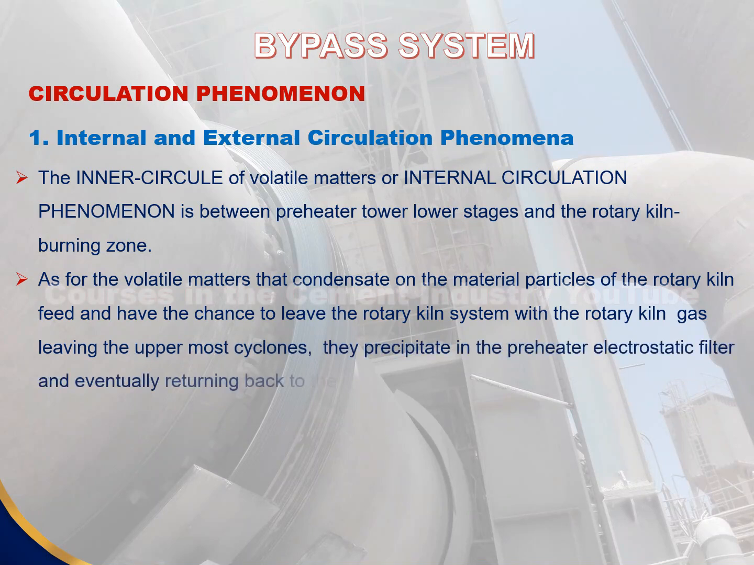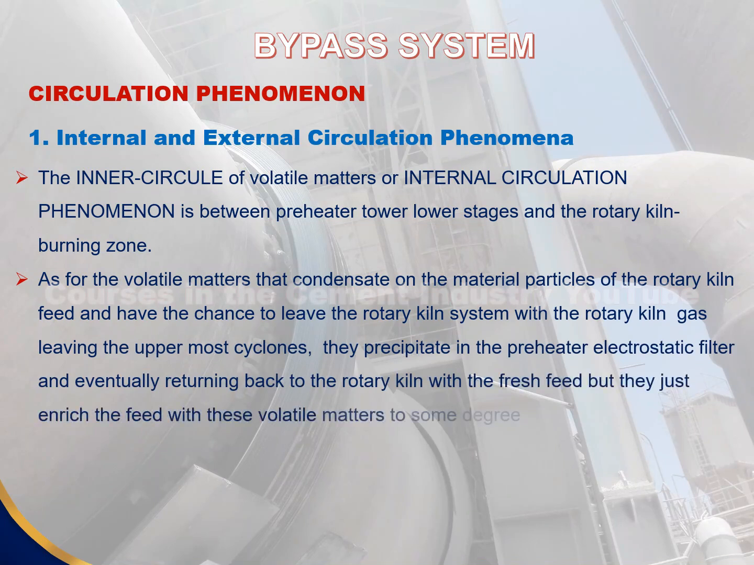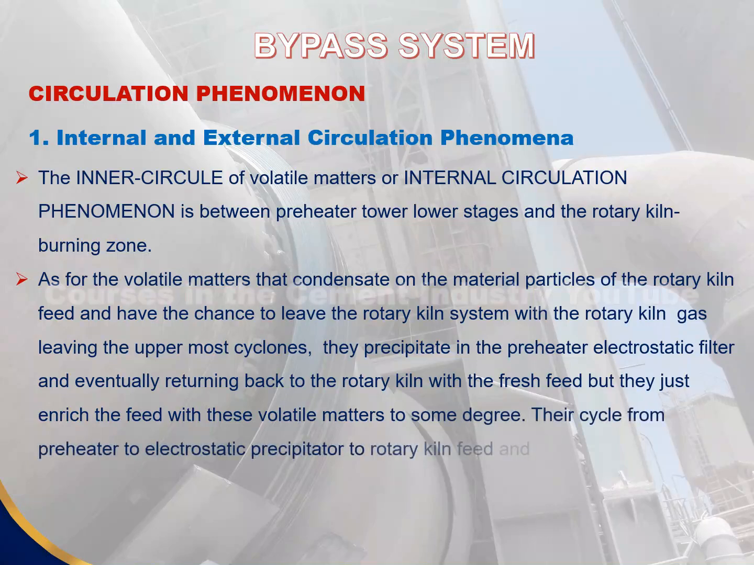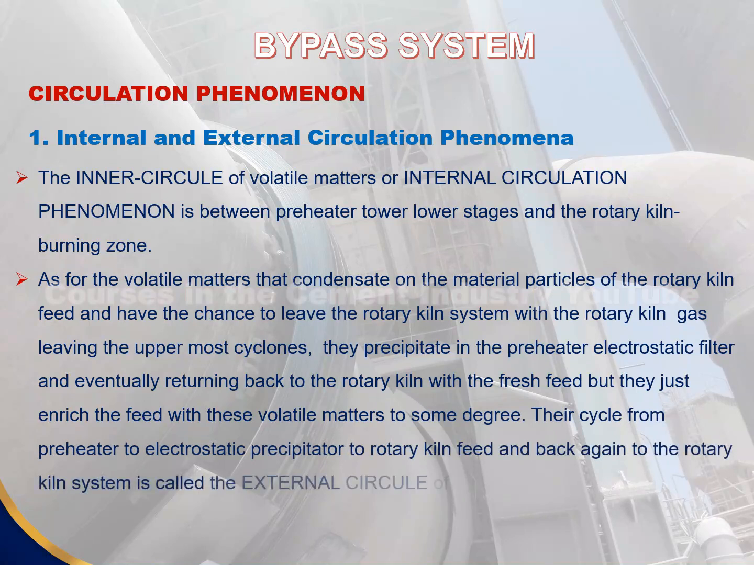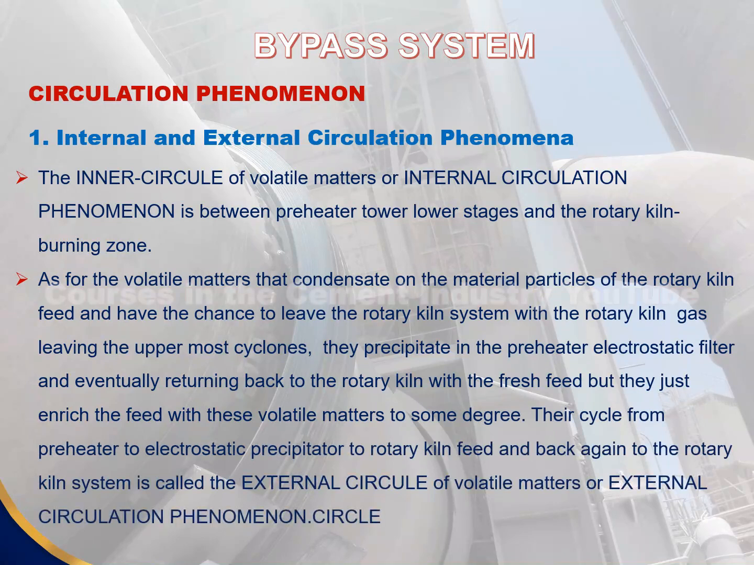preheater electrostatic filter, and eventually return back to the rotary kiln with the fresh feed, but they just enrich the feed with these volatile matters to some degree. Their cycle from preheater to electrostatic precipitator, to rotary kiln feed, and back again to the rotary kiln system, is called the external circle of volatile matters or external circulation phenomenon.